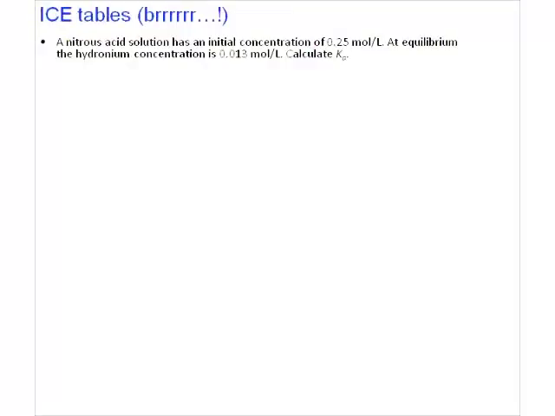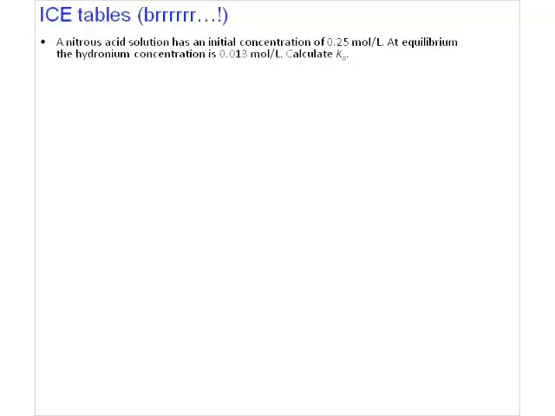Okay, we're going to look at some ice tables here now. So this is going to be a quick review of what we did in the equilibrium section. Some ice tables, and these pertain to acids and bases as well. And we're saying a nitrous acid solution has an initial concentration. Here's the terminology. Ice table, remember, initial, change, equilibrium. So it has an initial concentration of 0.25, and it says at equilibrium the hydronium concentration is 0.013.